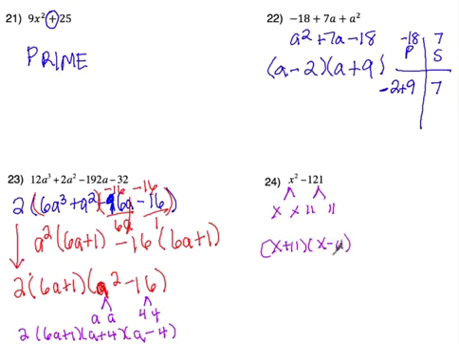and that way when I multiply it back out, x times x gives me x squared. Negative 11x plus 11x gives me 0 x's. That's why I don't have a middle term. And 11 times negative 11 is negative 121.